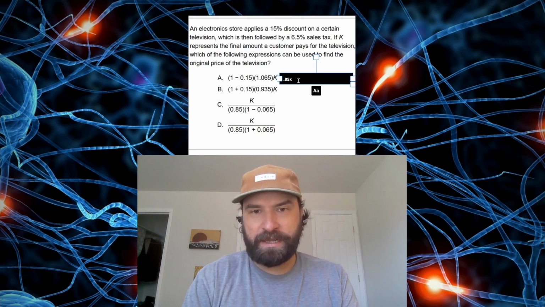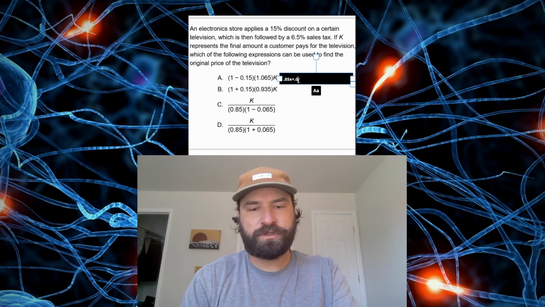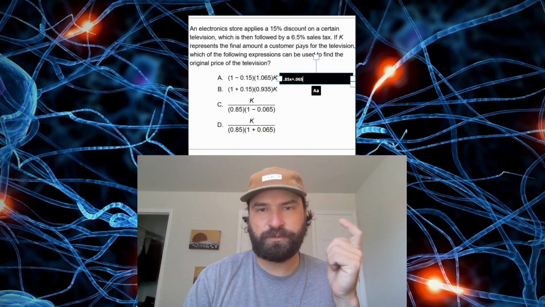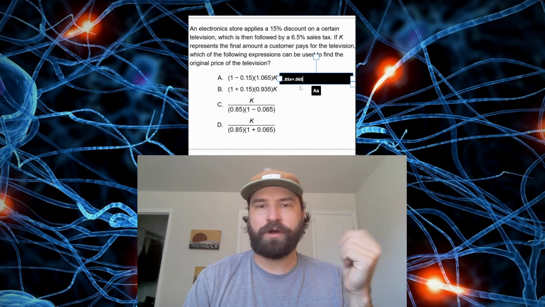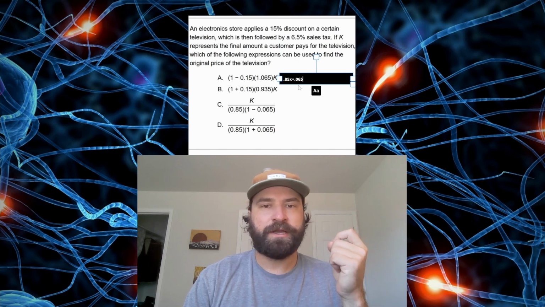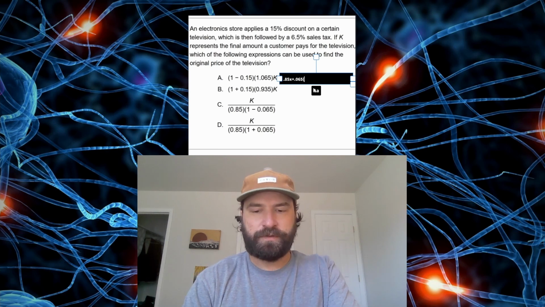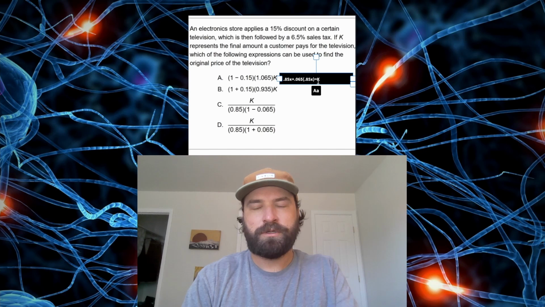And then we're adding a sales tax, which is 0.065. That's how you do 6.5%, it's 0.065 because percent literally means out of 100. So 6.5 divided by 100 is 0.065, and we're going to multiply that times the new price of the TV, which is 0.85X. So this expression right here should give us our new price of the TV, which is K.